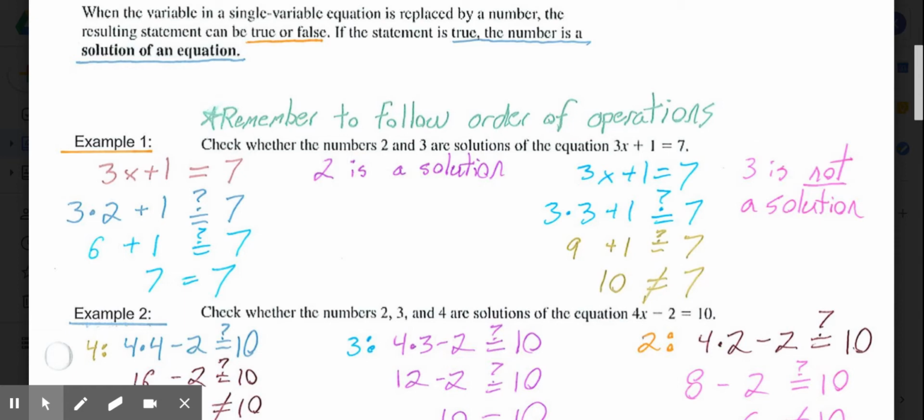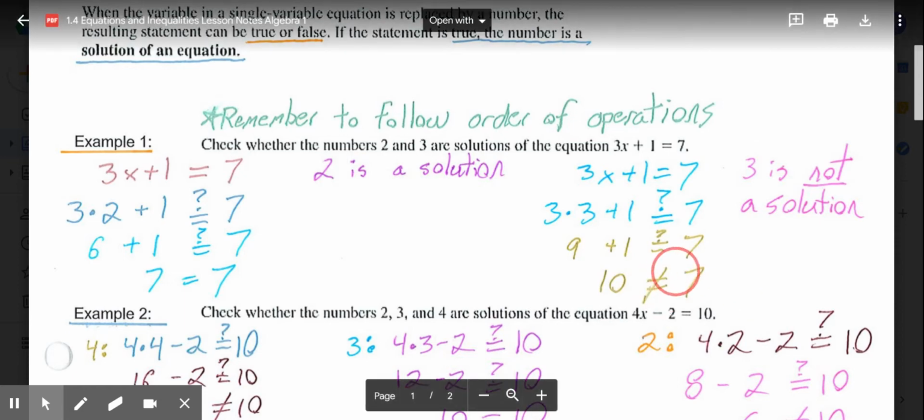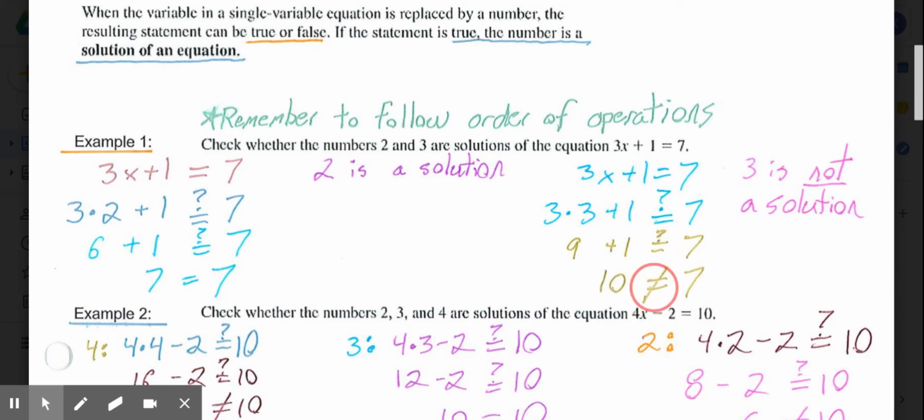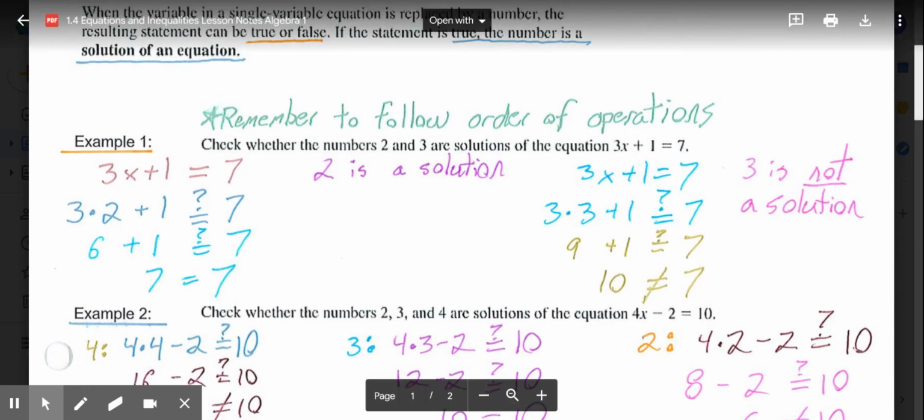Now checking 3, we have the same equation. Substitute 3 in for x. So 3 times 3 plus 1, 9 plus 1, 10 does not equal 7. The equal sign with the backslash in it means does not equal. So 10 does not equal 7, and therefore 3 is not a solution. It's only a solution if the two sides are equal.